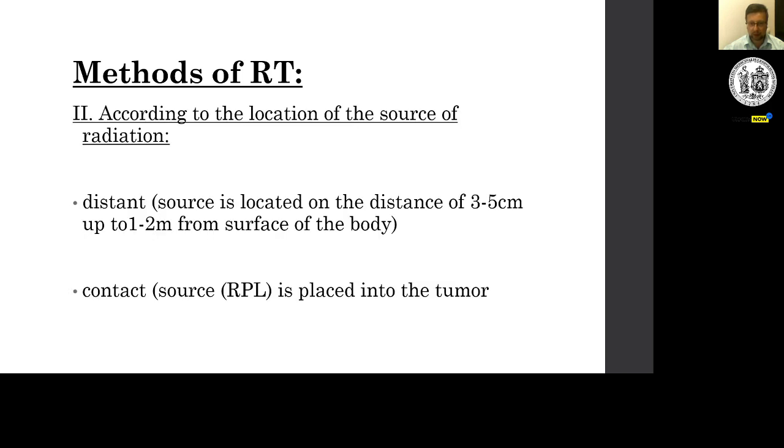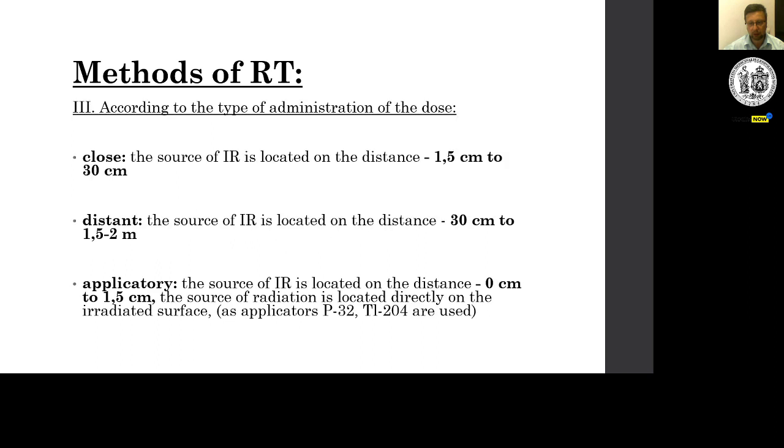According to the localization of the source of radiation, we may classify it as distant. It means the source is located at a distance of approximately 3 to 5 centimeters and up to 1-2 meters from the surface of the body, and contact type of radiation therapy. For instance, if we use radiopharmaceuticals, they may be placed directly into the tumor.